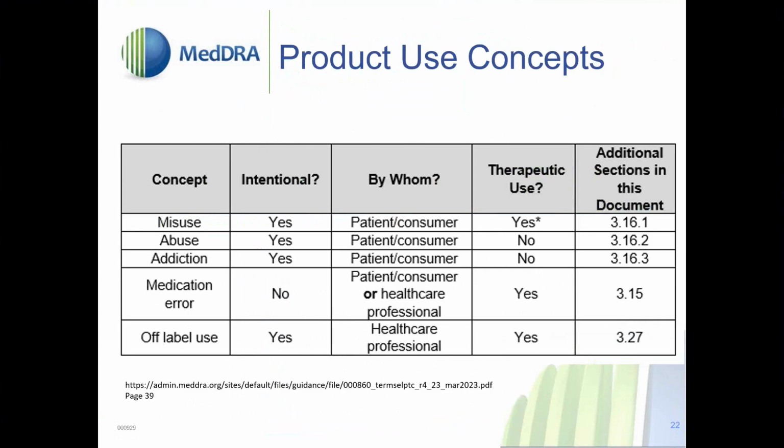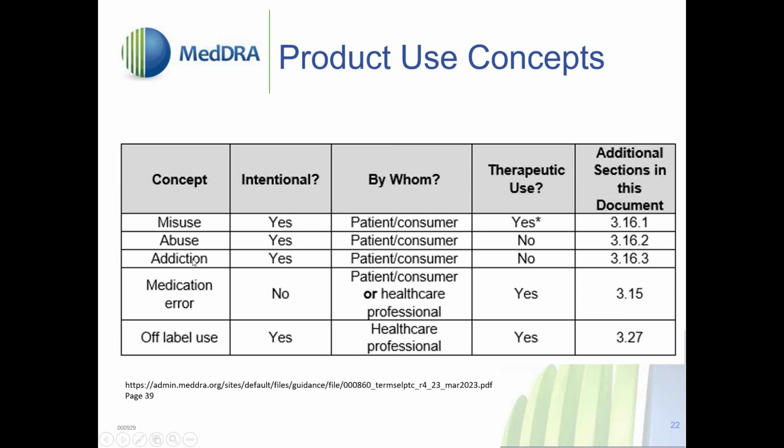The PTC document for MedDRA term selection contains a table on page 31 that facilitates a high-level classification of product use errors and problems. And 3 criteria are used for this purpose. Was the deviation intentional, a conscious decision, or did it happen in error? Was it unintentional? And who has caused the event? Who triggered it? The patient or consumer, or the healthcare professional? And did it happen in the context of therapeutic use of the product? Yes or no?